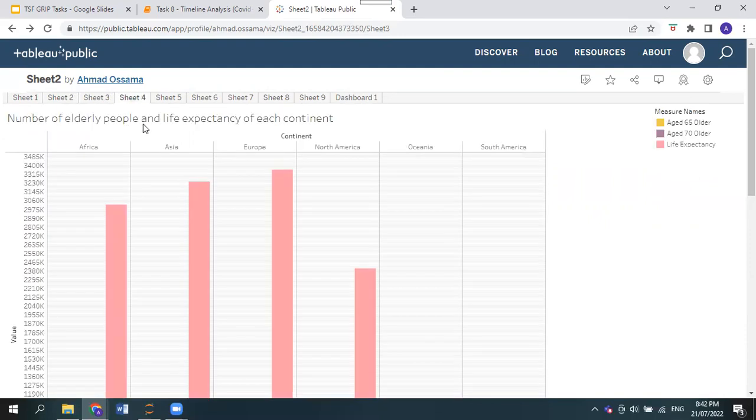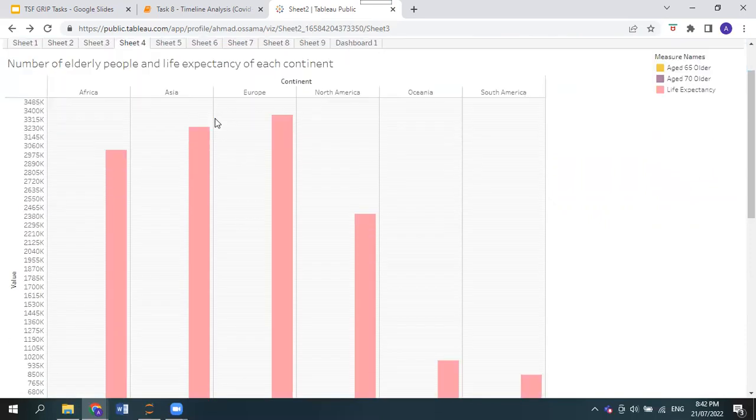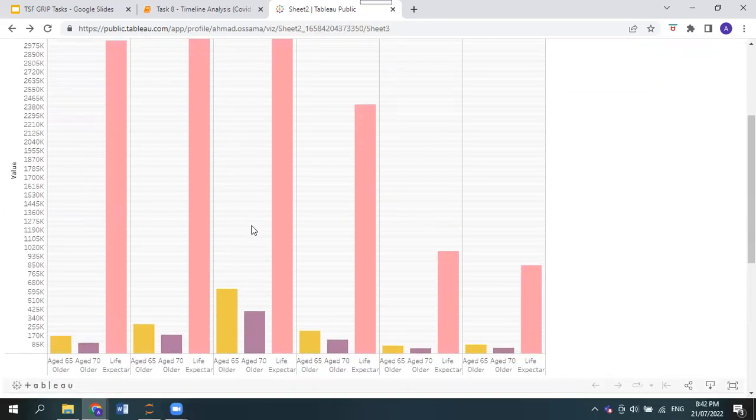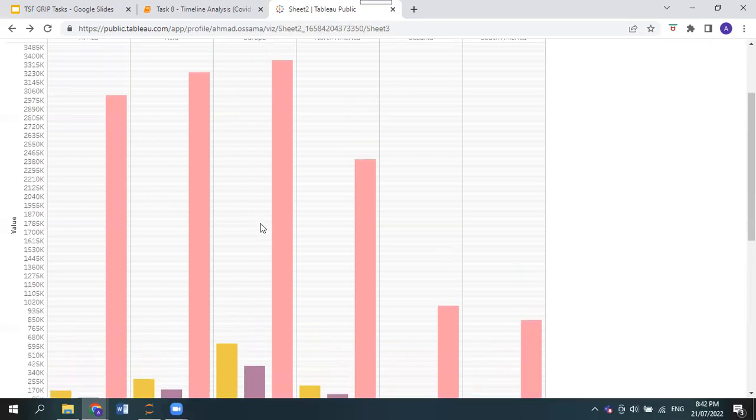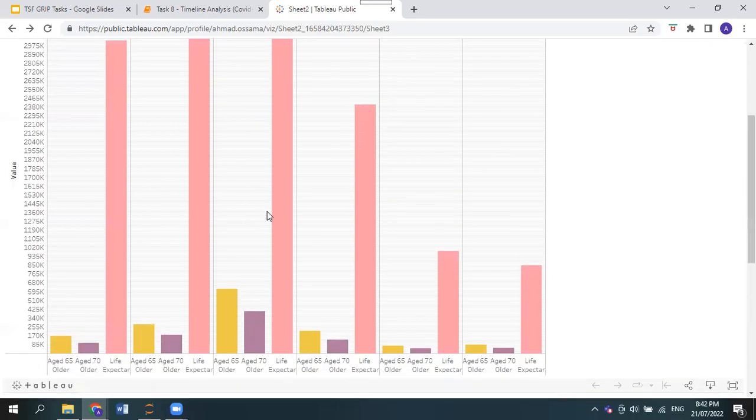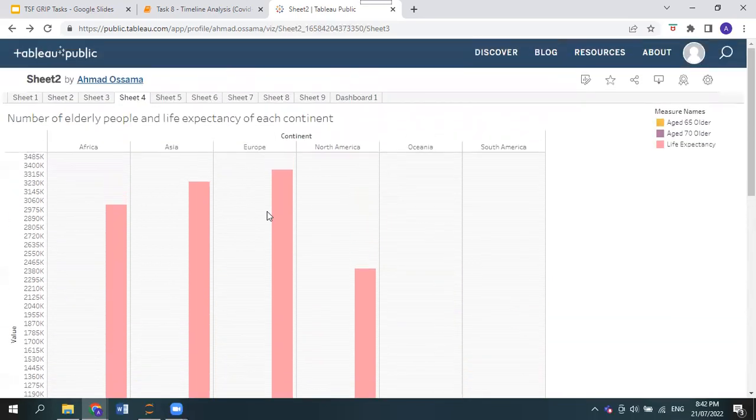Here we have the number of elderly people and life expectancy of each continent, people aged over 65 and over 70, and their life expectancy. It was the highest ratio in Europe. That's why Europe has the biggest number of deaths, as most of the people who died due to COVID were elderly people.